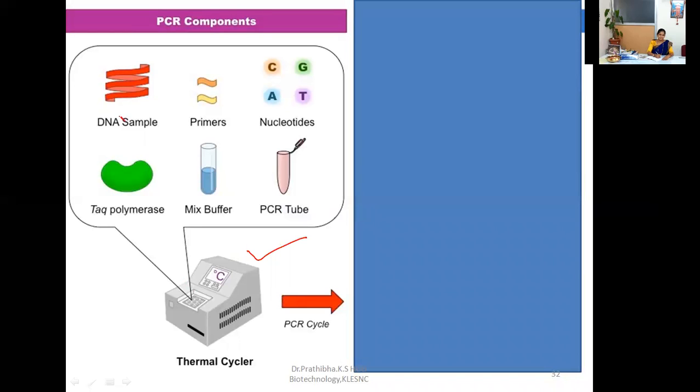Okay, we need the target DNA sample, then primers and nucleotides, then Taq DNA polymerase, the reaction mixture, and this is the PCR tube. In this PCR tube, we are going to put all this and we are going to subject it to the PCR machine. So what is PCR? Well, we can say it is a thermal cycler or molecular Xerox machine, right? And also you can say it's a cell-free technique.